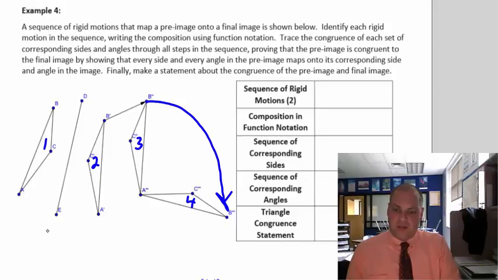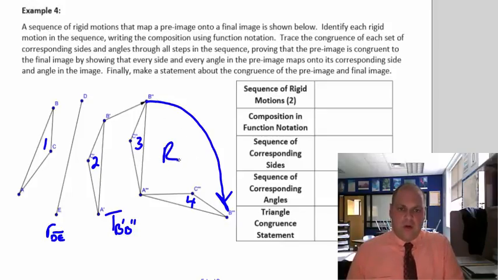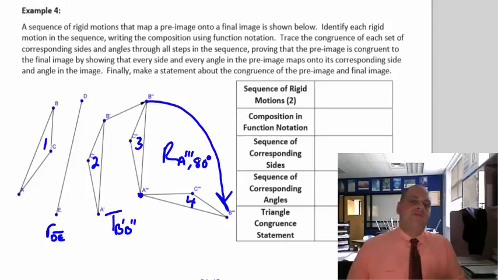So what is this here? Let's label what this is right here. This is a reflection over DE. This is a translation from B prime to B double prime. And then what's this? This is a rotation of some angle. We don't know whatever the angle is. But what's the center? A triple prime. So we're just going to put A triple prime, and then what does this angle look like? I don't know. We could measure it. Let's just say 80. We're just making it up, okay?